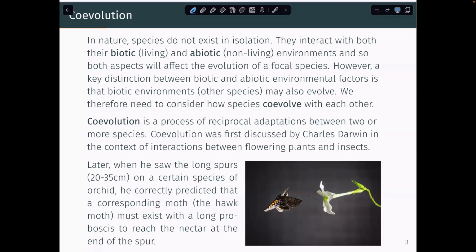But it was hypothesized that there must be something that has co-evolved with this particular orchid that would have a long proboscis. So later on, this hawk moth that is able to feed on the nectar and hence pollinate plants with these very long spurs was identified. So thinking about coevolution has helped to understand some of the patterns and different variety that we see in nature.